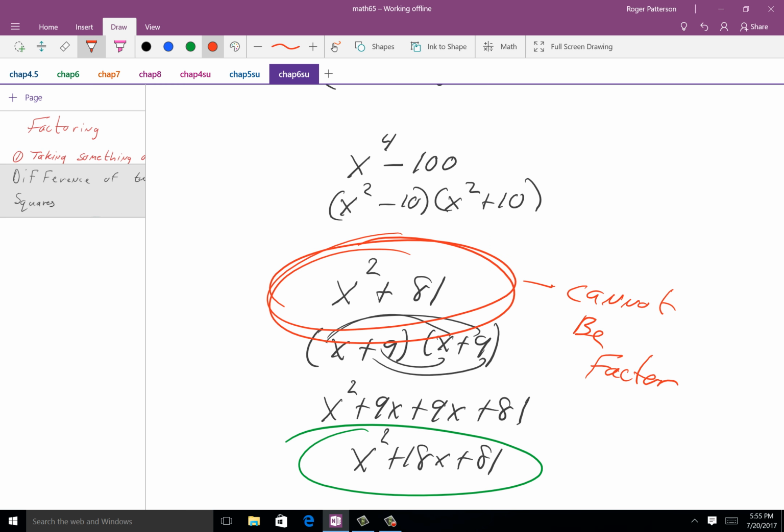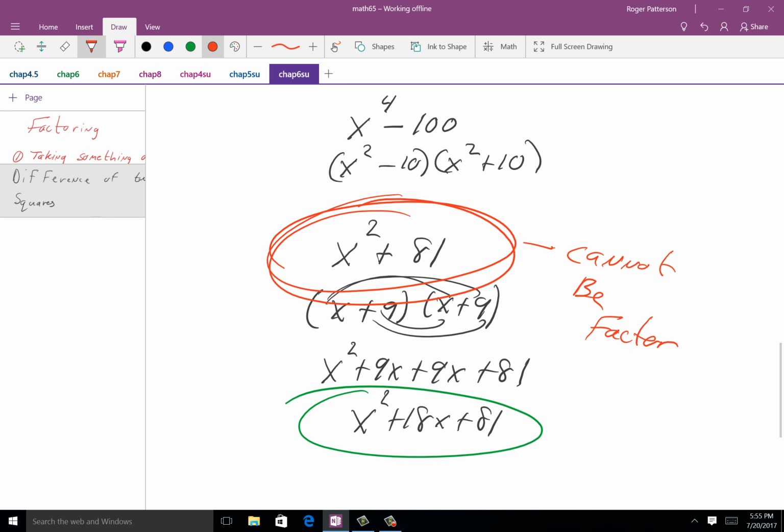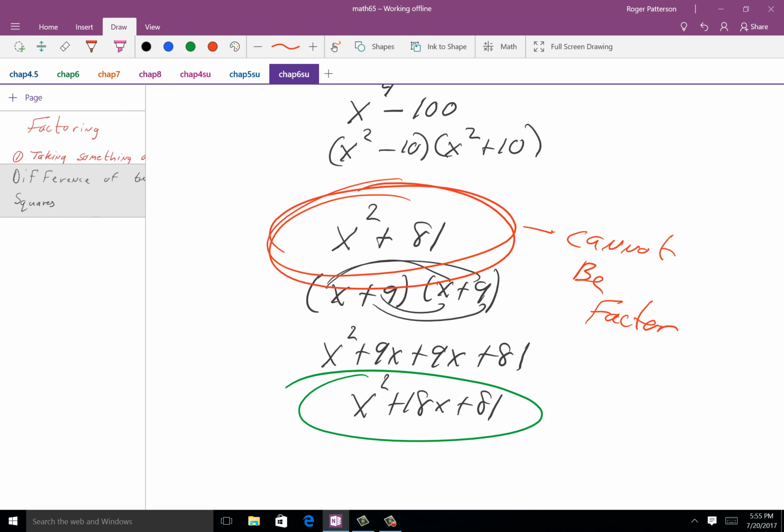That's where a lot of the big mistakes come in with differences of two squares, is that you're kind of cruising along, and then they throw a plus at you. You think, oh, I can do this one as x plus 9, x plus 9. No, it's not the same thing. Any questions on the differences of two squares?